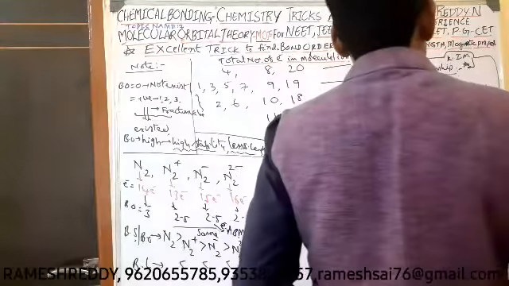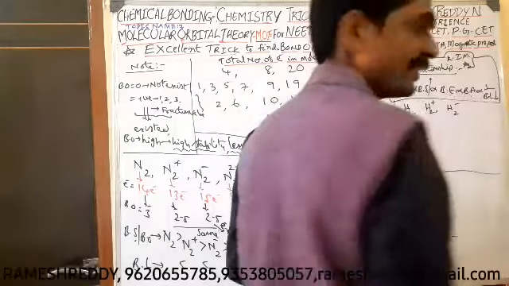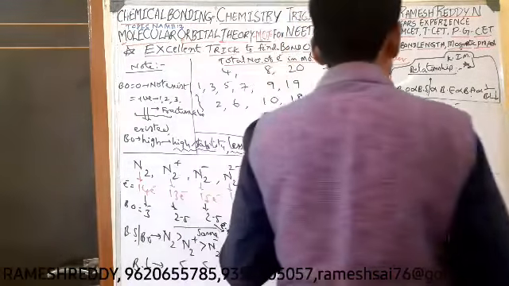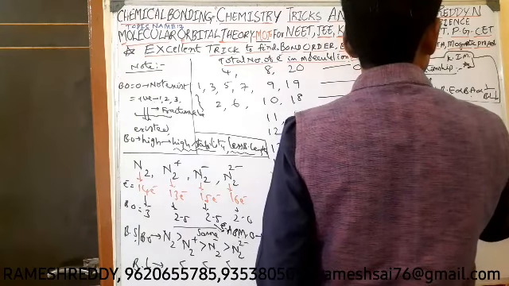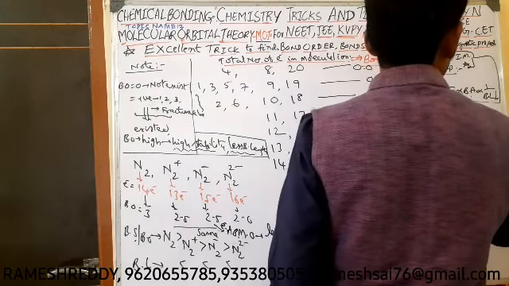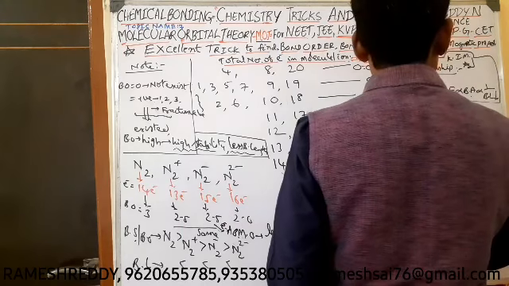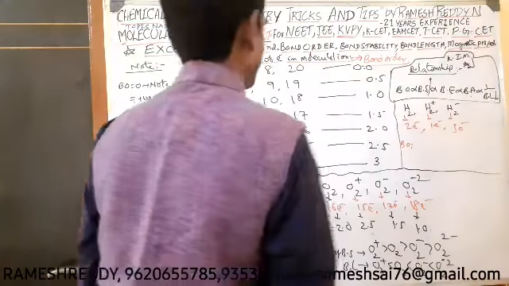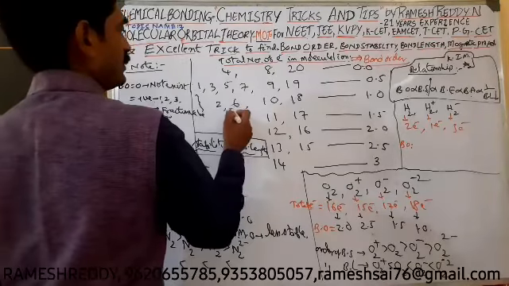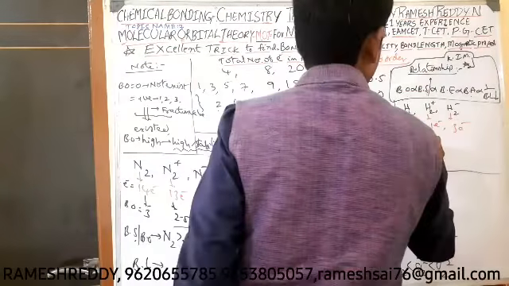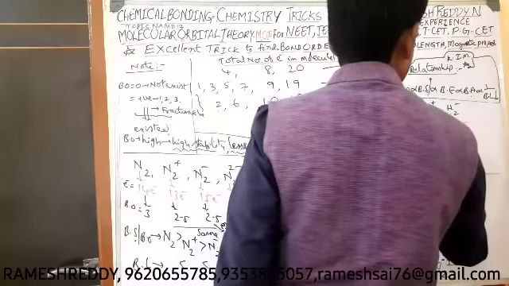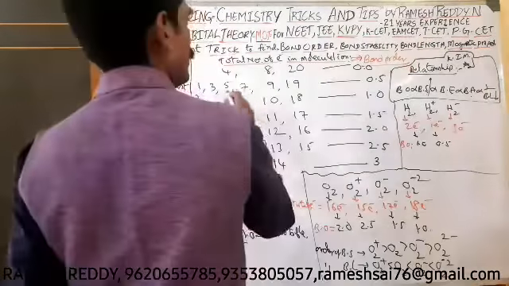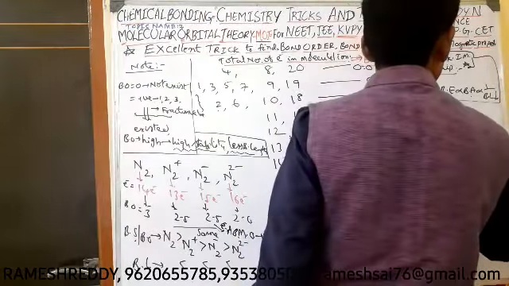Right. Tell me now. H2, how many electrons are there, my dear students? One hydrogen has 1 electron, so 2 electrons. H2 plus has 1 electron. H2 minus has 3 electrons. Then what is the bond order? For 2 electrons, the bond order is 1. For 1 electron, the bond order is 0.5. For 3 electrons, the bond order is 0.5. Okay.